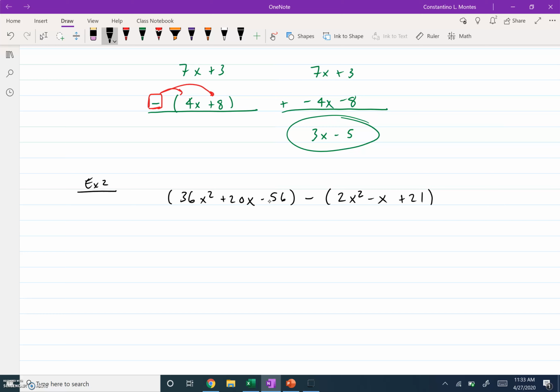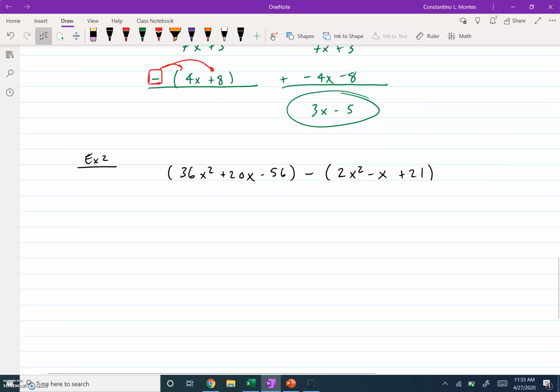So the exponent here is 2. The exponent here is an imaginary 1. There is no variable here, so it goes 2, 1, and then nothing. Again, 2, 1, and then nothing. So they're already written in order, so we don't have to worry about that. This is a trinomial. We got 3 terms, another trinomial here.